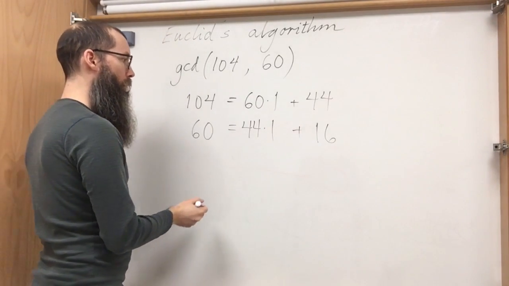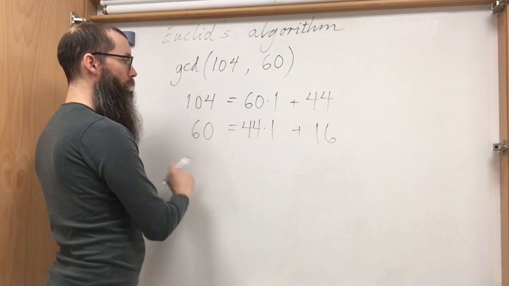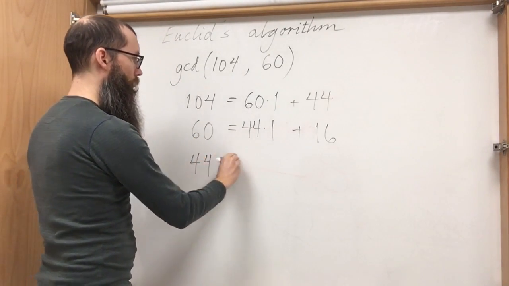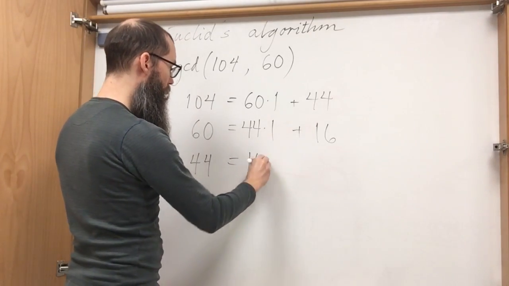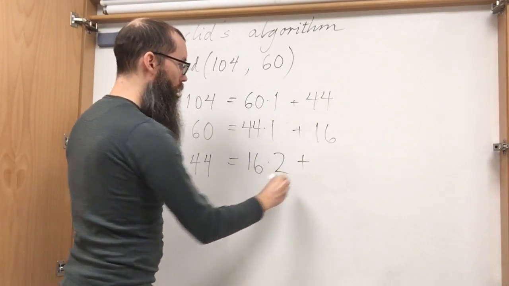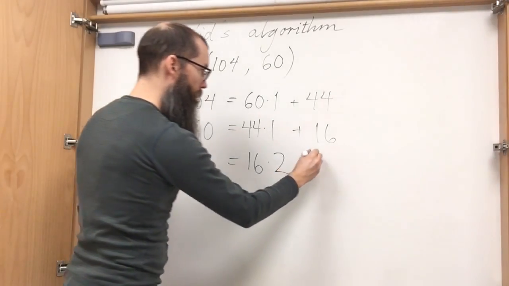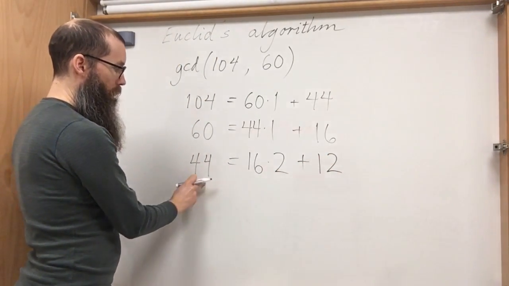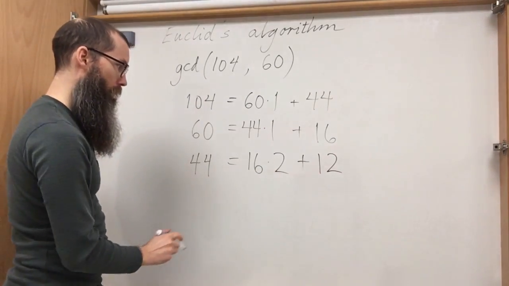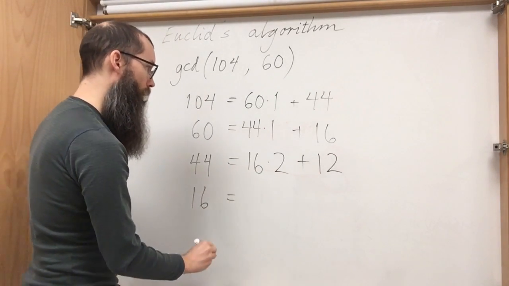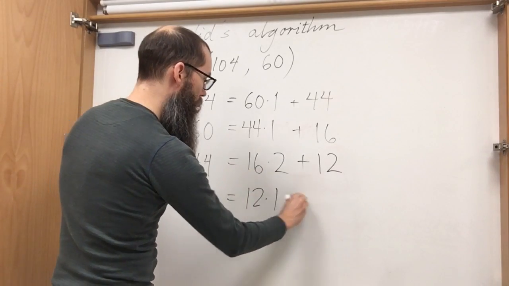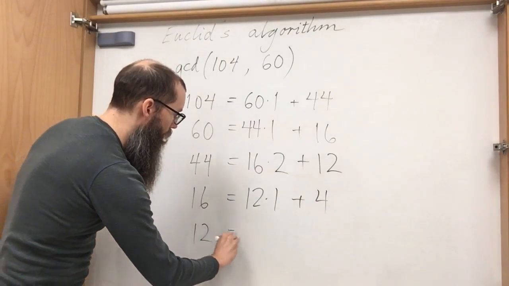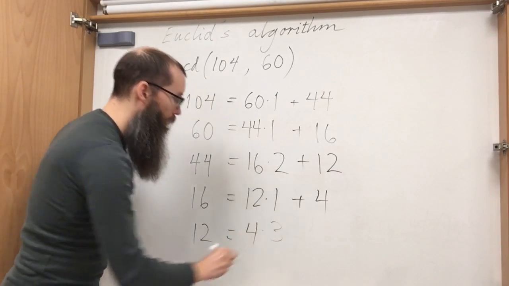And I'm going to proceed. The greatest common divisor of these two is the same as the greatest common divisor of these two. So 44 is 16 times 2 plus 12. The greatest common divisor of these two is the same as for these two. And 16 is 12 times 1 plus 4. And 12 is 4 times 3.